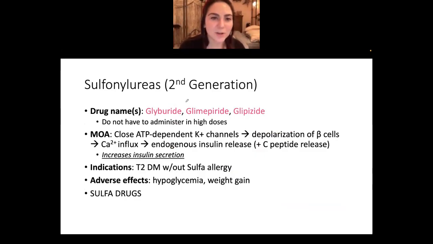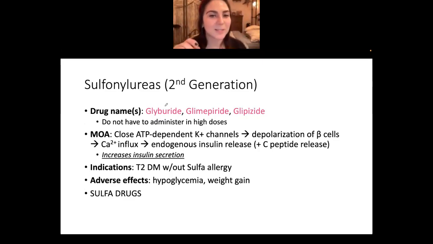All right, sulfonylureas. So we're going to start with the second generation sulfonylureas. The drug names here are glyburide, glimepiride, and glipizide. I think the Sketchy for this one was how I remembered it, the little swan. I think that's these guys, I believe. And I just remembered gliding along a lake. I don't remember, but know these names.